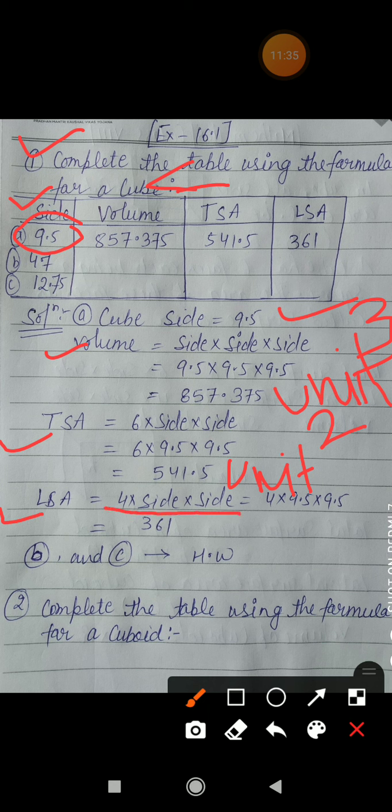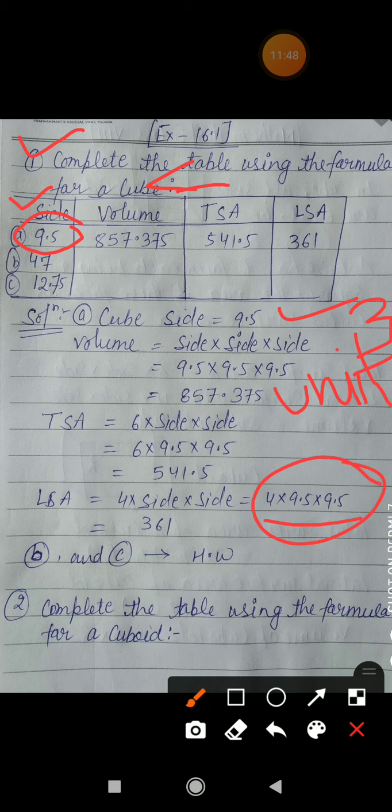That is 4 into side. You have to put the value of a side here. So 4 into 9.5 into 9.5, and then after multiplying all these values you get the answer. So this is 361.